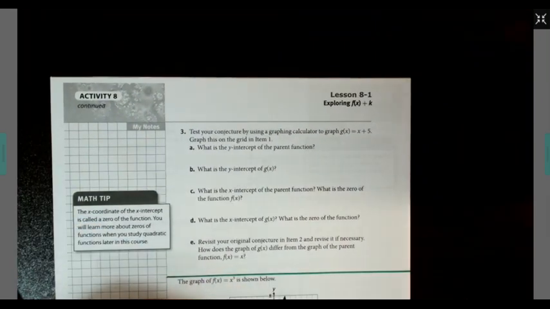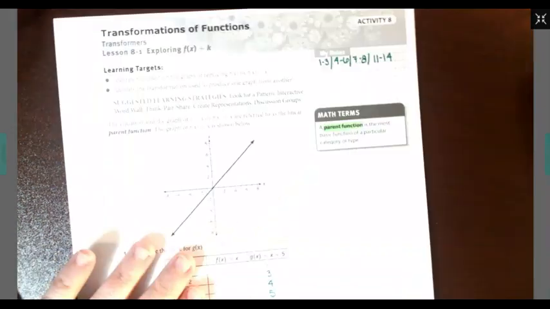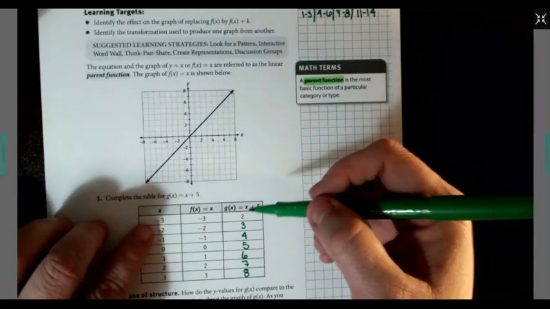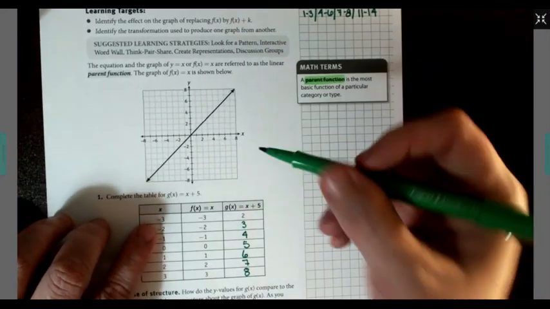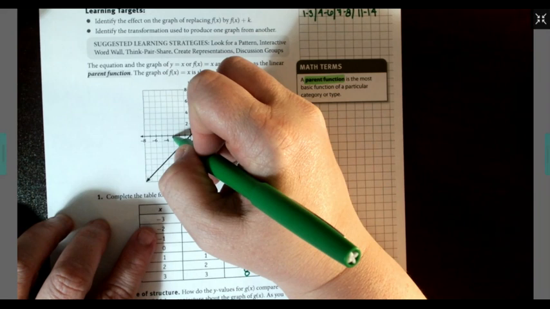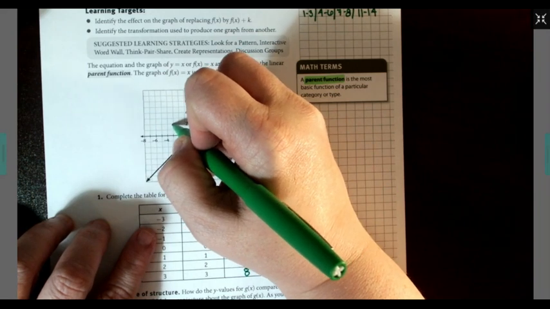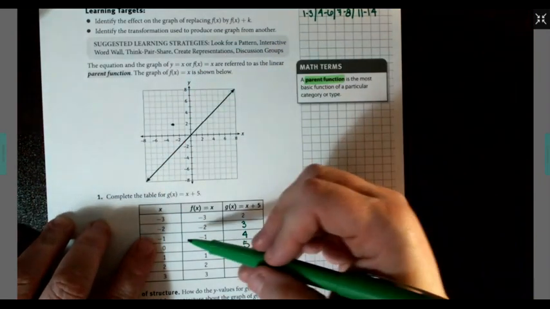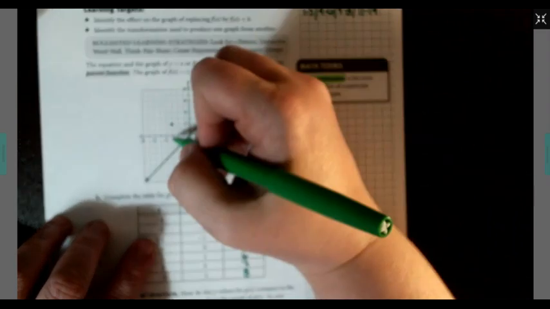Number 3, test your conjecture by using a graphing calculator to graph g of x equals x plus 5. Graph this on the grid in item 1. I'm going to go ahead and graph it on the grid. We've already got the ordered pairs. I got negative 3 comma 2. I got negative 2 comma 3.